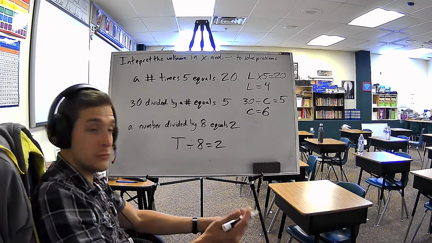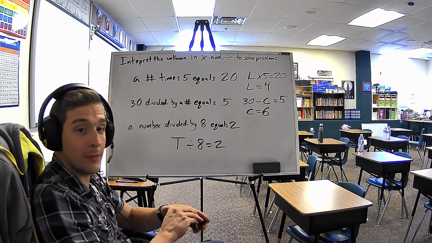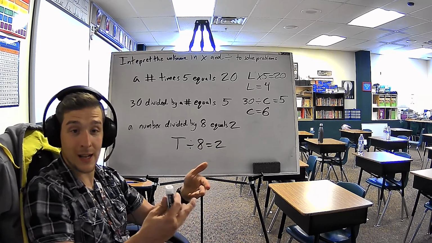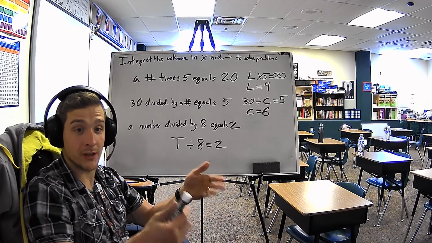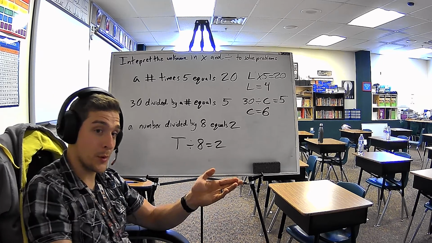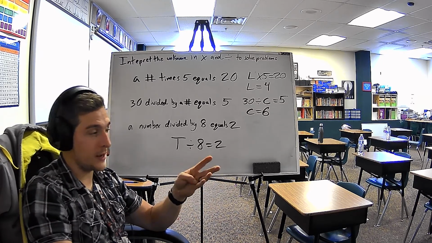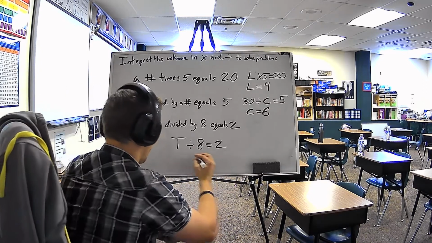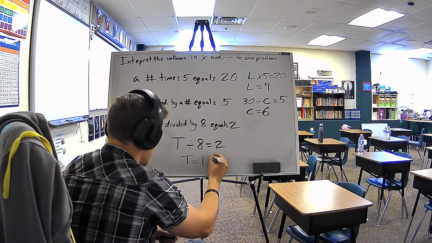And so I don't have a total, but I know that there are 8 groups and there's 2 in each group. And you can recognize that it's basically just multiplication. If I have 8 groups and there's 2 in each group, or if there's 2 groups with 8 in each group, how many do I got? Well, 2, 4, 6, 8, 10, 12, 14, 16. So for this one, I would say that t equals 16.